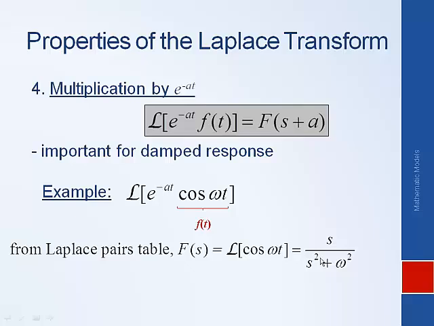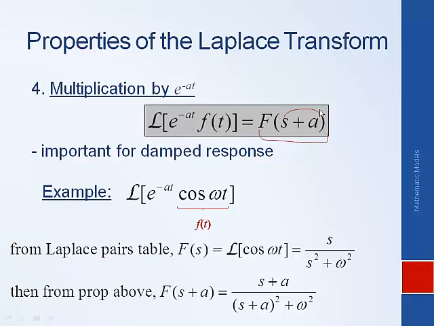Going a step further and using this property 4, the multiplication by the exponential causes a shift in the Laplace function. So in essence, we're going to take our f of s, which we already found, and everywhere that there's an s, we're going to replace it by s plus a. And that, in turn, is the Laplace transform of that whole function.